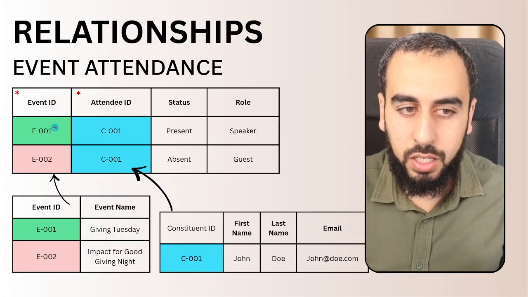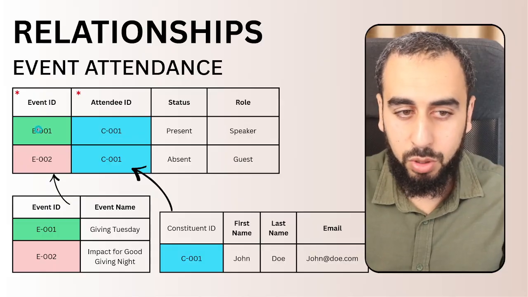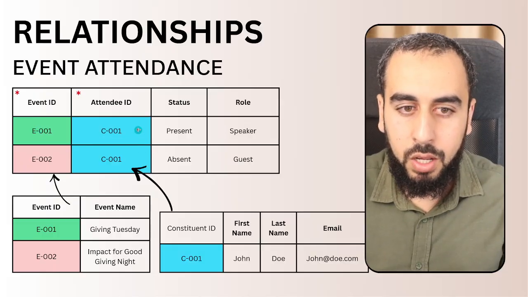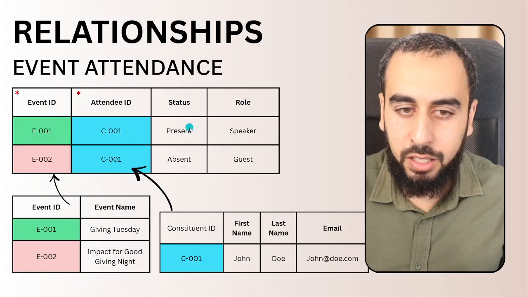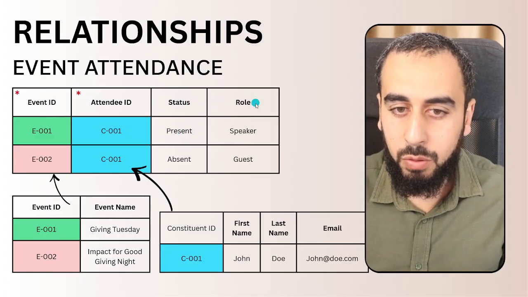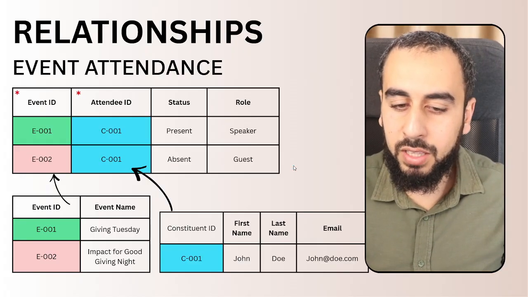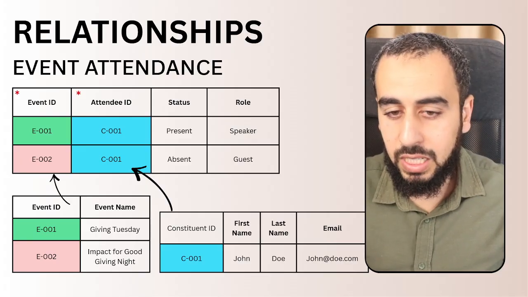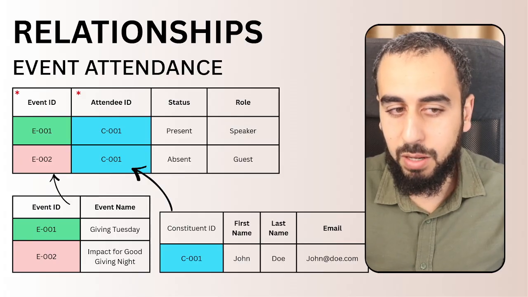However, the needed information is the event ID and the attendee ID, and these two are sufficient for us to know which attendee you are referring to and which event you are referring to. On the event attendance table itself, you can add additional information like if this person was present in the event or not, what was their role. We said earlier that one person might be attending multiple events, and as a matter of fact, one person might have multiple roles in the same event.